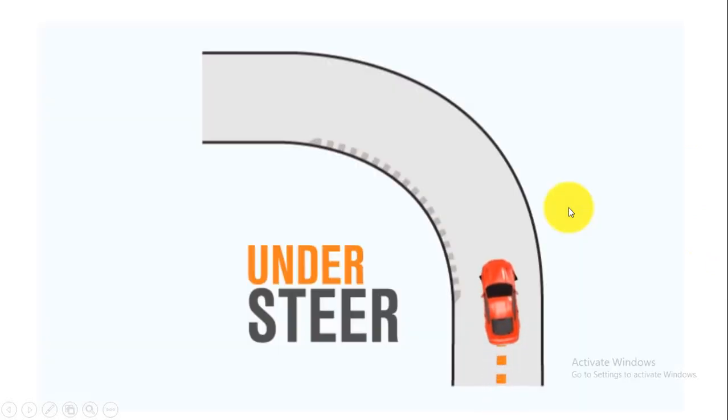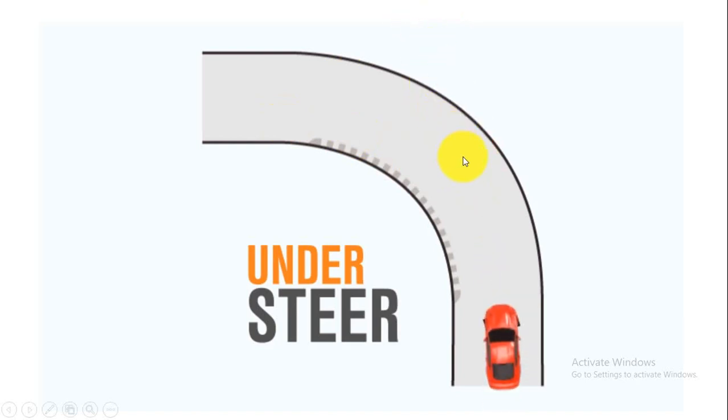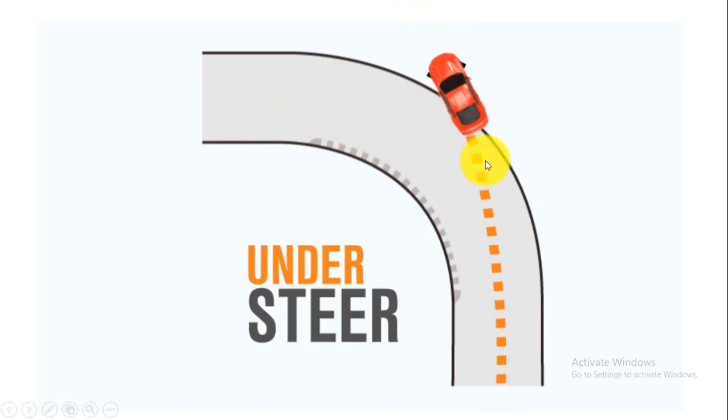In this image, understeering has been shown. As we can see, while we are trying to turn the vehicle, the tires make an inclined angle, but due to the higher inertia, the vehicle doesn't turn according to the required turn, and it makes a higher turning radius.